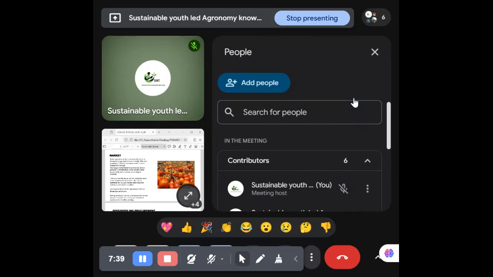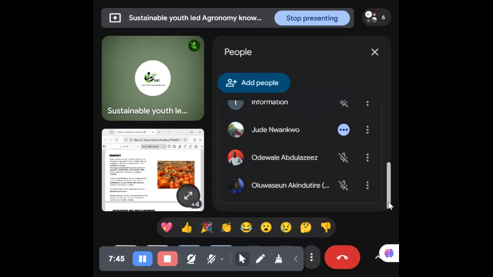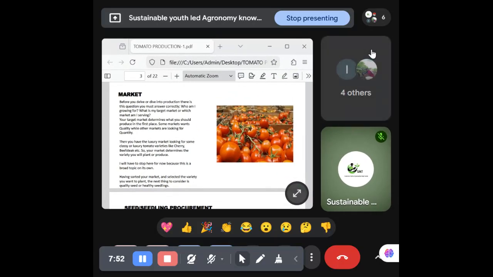So then you have the luxury markets looking for some classy or luxury tomato varieties like cherry, beef stick, and so on. So your market determines the variety you will plant or produce. When I was told that I should come and take this topic, the person that informed me said you can even talk about varieties and all that. But you need to talk about market first. Market is the most important thing here.